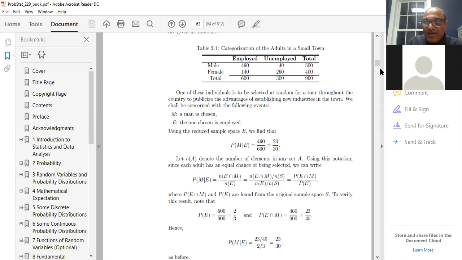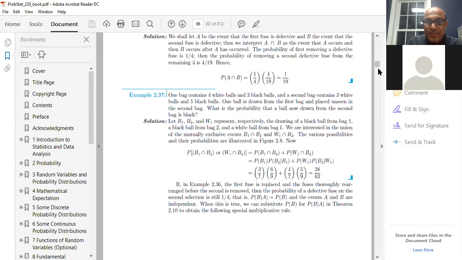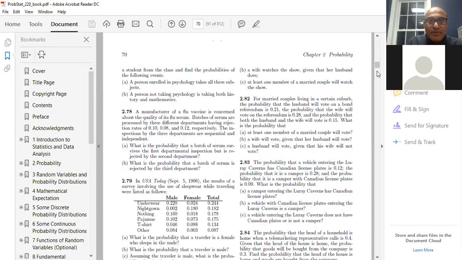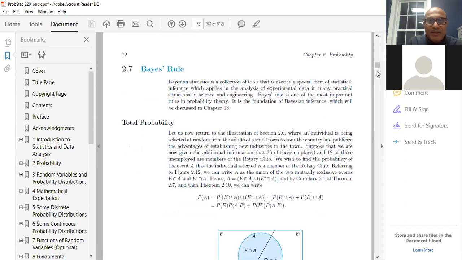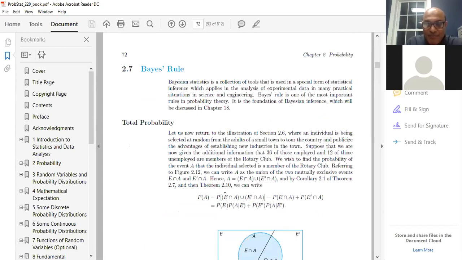So let me now go back and let's go for total probability. Okay, I would like to go for this page. So Bayes rule and total probability. You can see the example I told you. Now we are going to add one more portion. We know the total number of employed and unemployed. So suppose I would like to divide my employment and unemployment into cells.